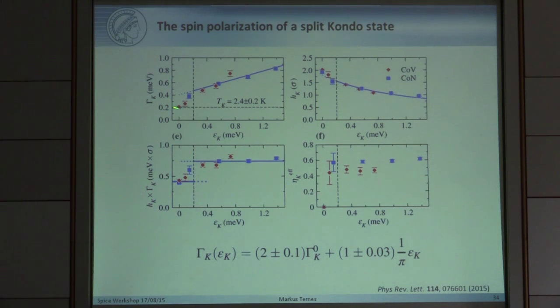So this is the width. You see at zero field, so the splitting is zero, you get the Kondo temperature out of this, which is about 2.5 Kelvin. If you apply a magnetic field, then this increases. But if you apply a magnetic field which compensates the Kondo temperature, then something happens. So then you again start to be on a straight line. And this increasing of the width with the splitting of the Kondo effect is a straight line. And I don't know why it is, maybe it's just accidental, but there is a formula for this.